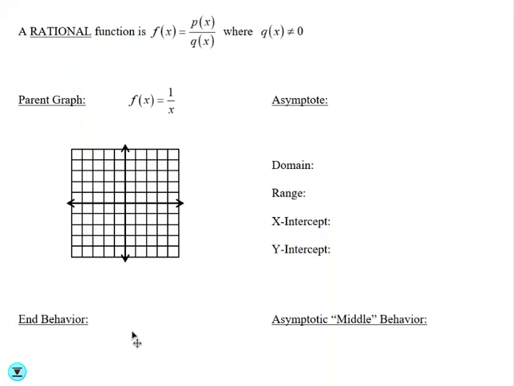A rational function is a function of the form f of x equals p of x over q of x, where q of x does not equal 0. So basically it's a fraction. Our parent graph is f of x equals 1 over x. Rational functions have asymptotes, which are lines that the graph approaches. Generally, the graph does not cross an asymptote, but it is possible to.